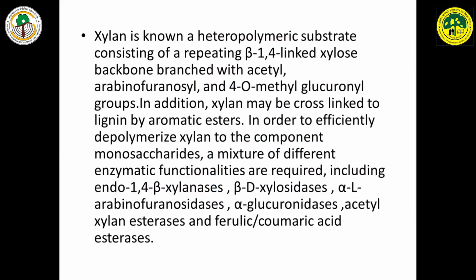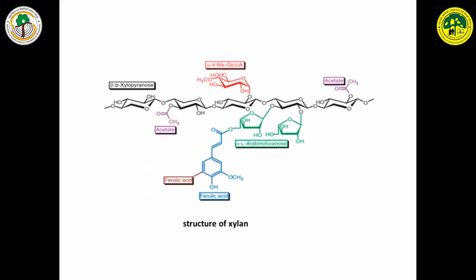In order to efficiently depolymerize xylan to the component monosaccharides, a mixture of different enzymatic functionalities are required, including all these enzymes that we are representing. So with these types of enzymes, we can make a depolymerization. After the depolymerization, we may get the monomeric units. So after the formation of the monomeric units, we can understand what monomers are present in the xylan, which is a part of hemicellulose.